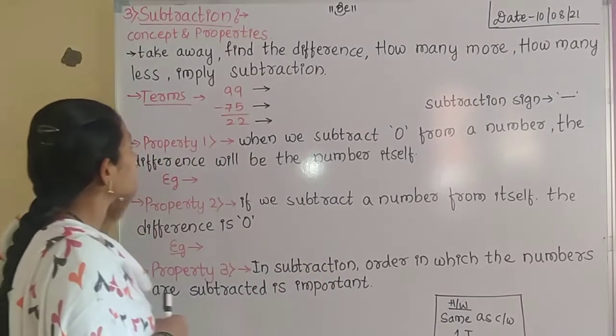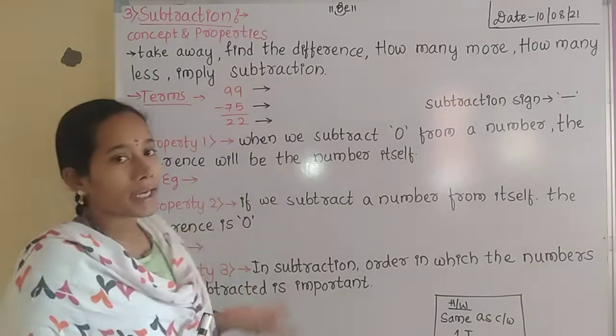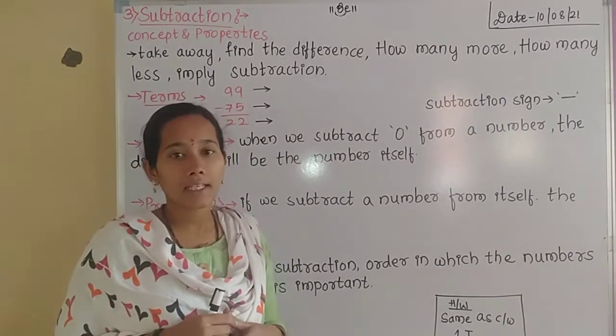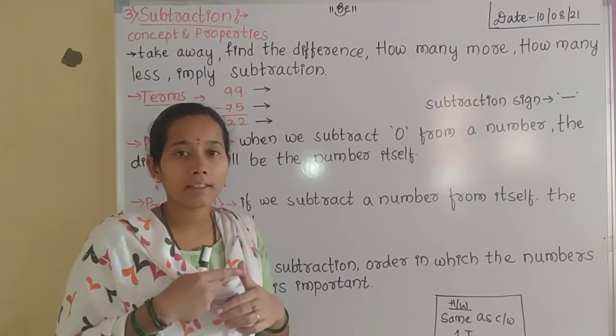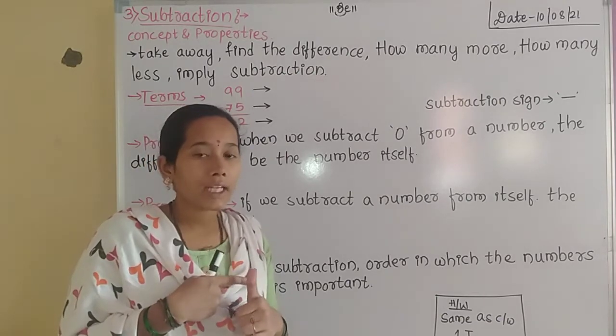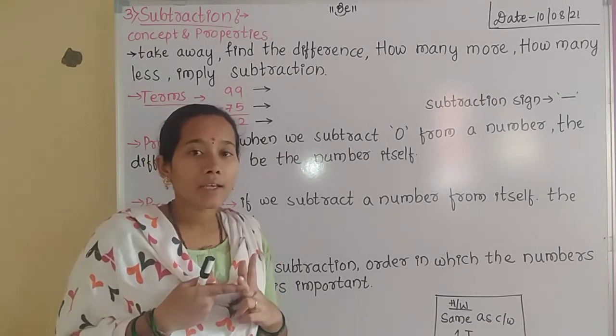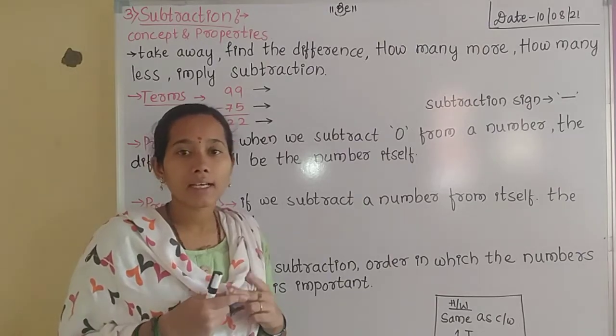And then the second one is the terms. In addition there are also some terms. If two addends are there, they are called the first addend and second addend, and the answer we get from the addends is called the sum.